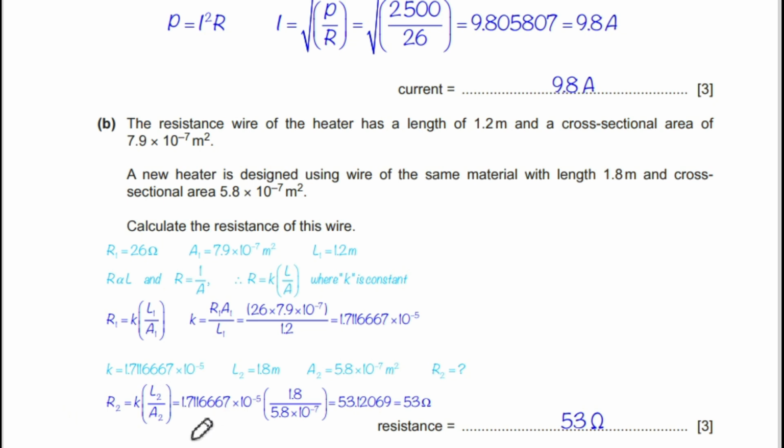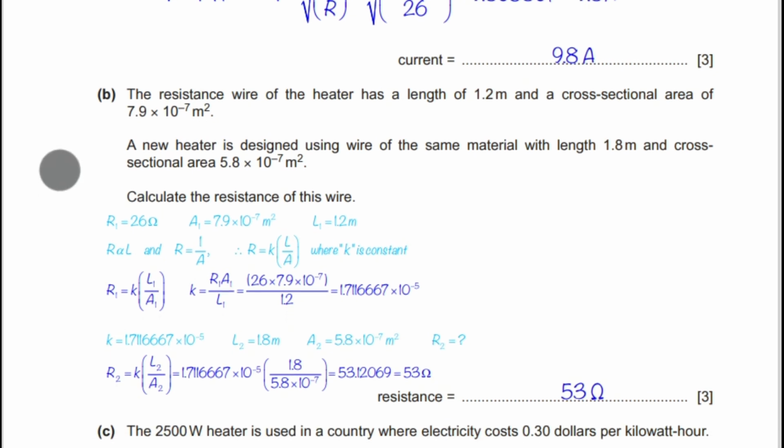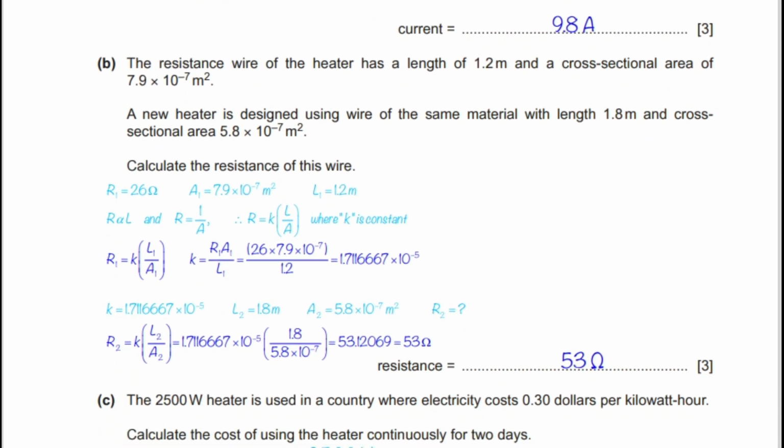Substituting the values, R2 equals 1.711667 times 10 to the power of negative 5 multiplied by 1.8 divided by 5.8 times 10 to the power of negative 7, which equals 53.12069 ohms, approximately 53 ohms. Final answer: 53 ohms.